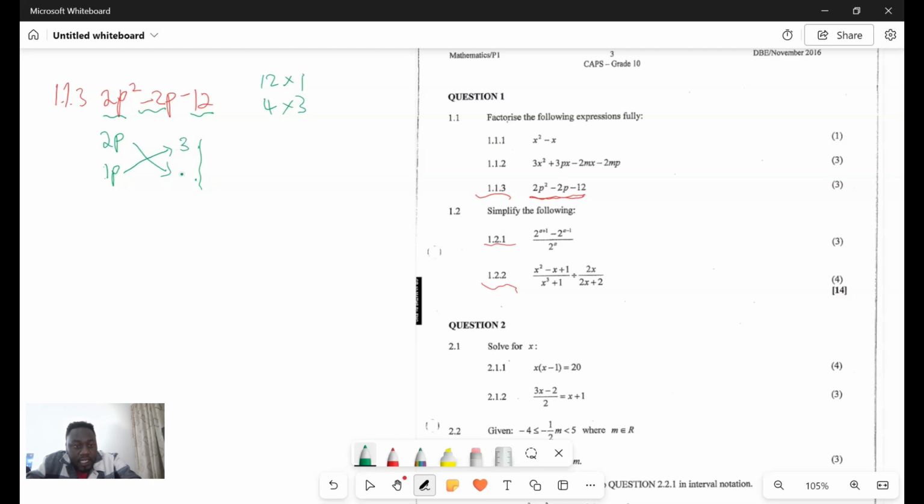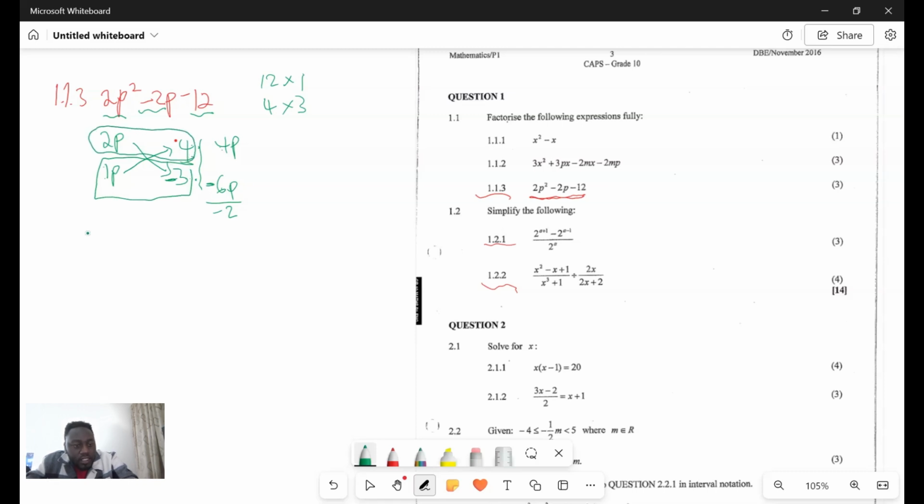If I place a 3 here and a 4 here, do you see that 2 multiplied by 4 gives me an 8, and 1 multiplied by 3 gives me a 3. Even if I make the 4 negative, it will give me negative 8, and when I add the two, they give me negative 5, which is not what we need. So the suitable situation is this one. So this will be your factors.